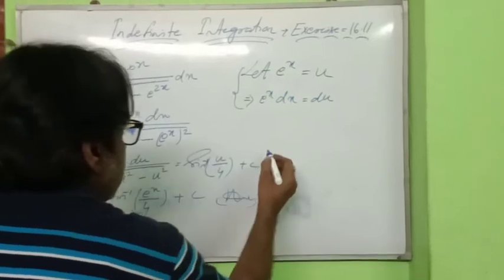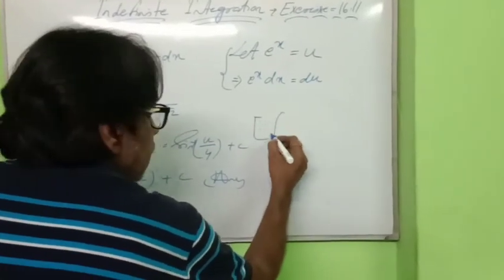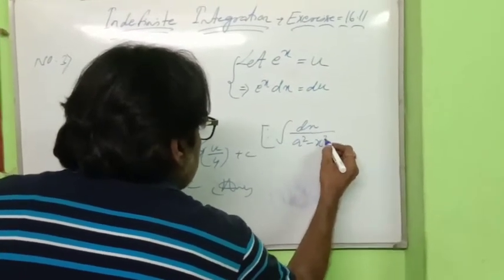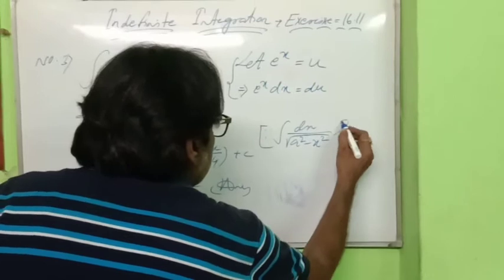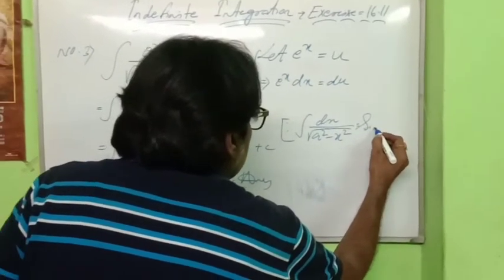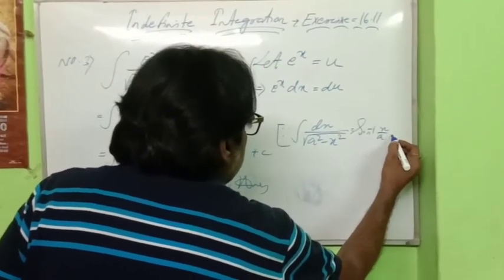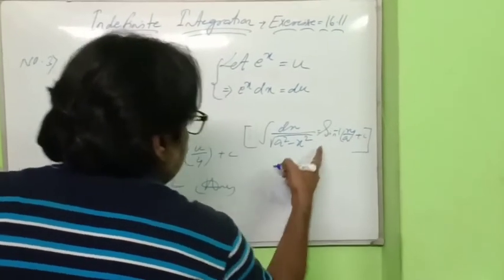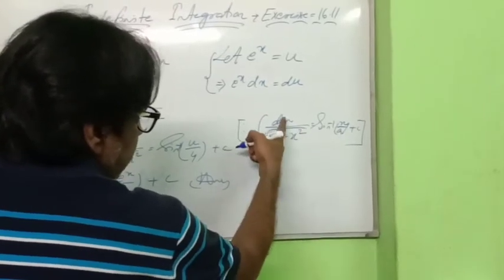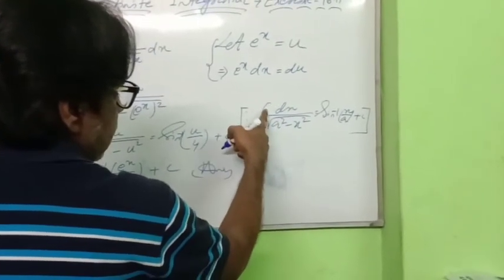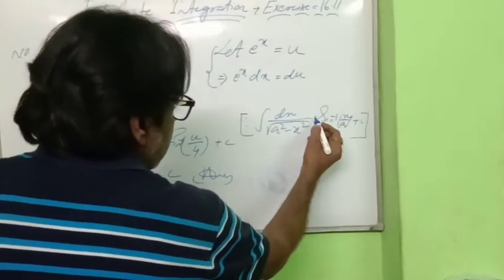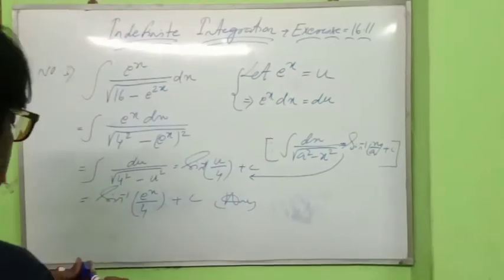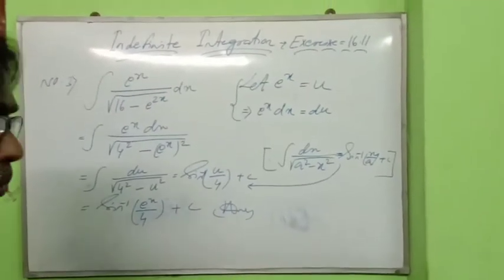I am writing the formula here. Since integration dx by root over a square minus x square will be equal to sin inverse x by a plus c. This is the sin inverse x by a, integration of dx by root over a square minus x square. The formula is sin inverse x by a. That formula applying here. Okay, this is the answer of number 3. Let us go to number 4.